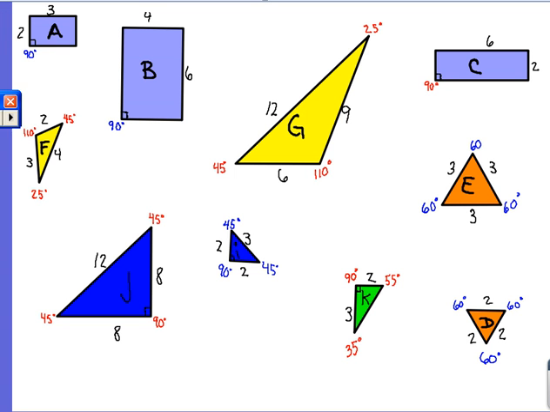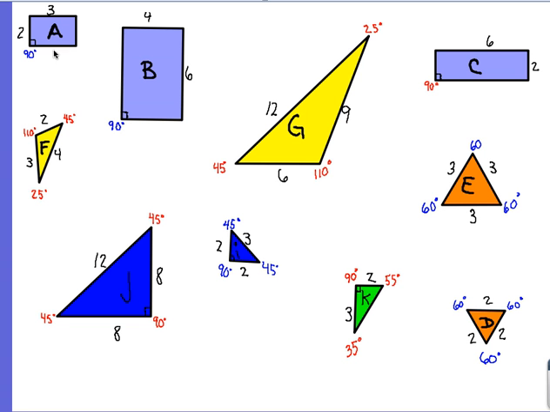Okay, now when you watched the last video, we had already selected what shapes were similar using ratios, type of shape, and angles. So in this lesson, we're just going to be looking at how do you find the scale factor between those similar shapes.